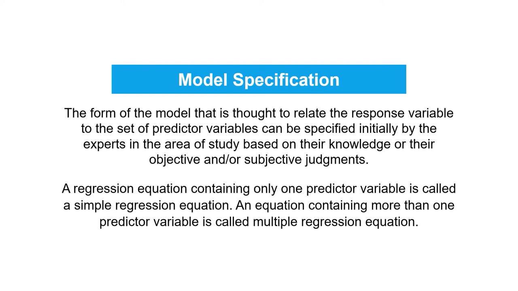A regression equation containing only one predictor variable is called a simple regression equation. An equation containing more than one predictor variable is called multiple regression equation.